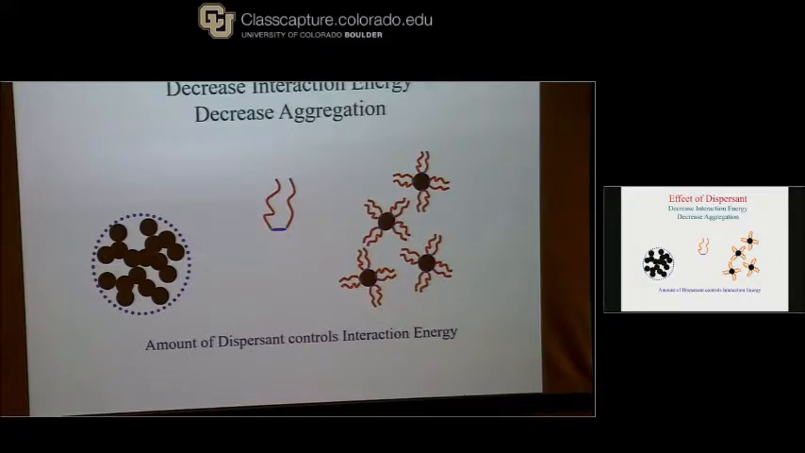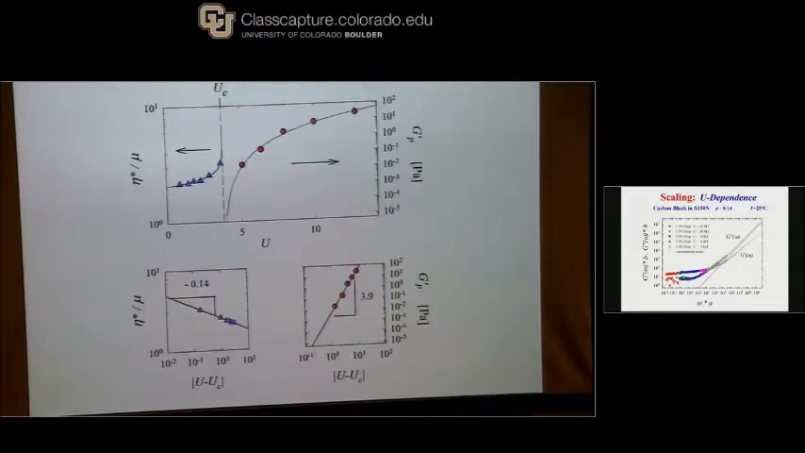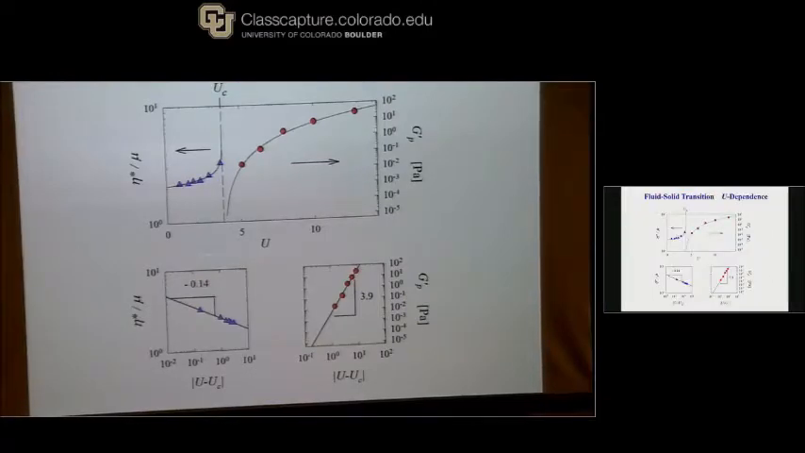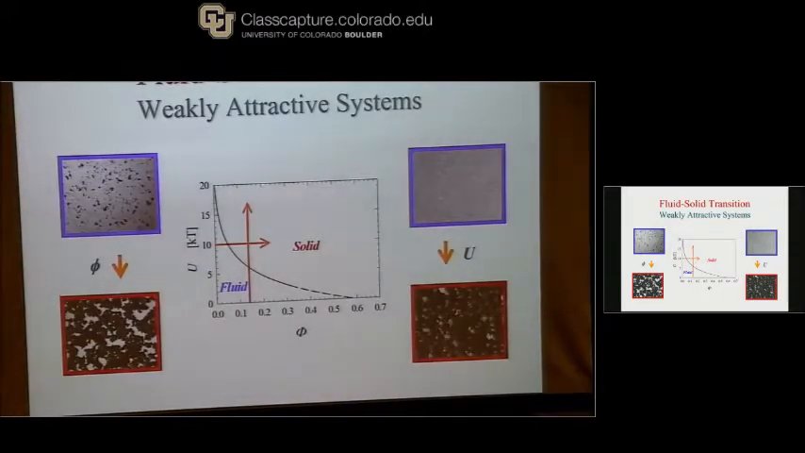Okay, I told you this. I won't go through all the details of the dispersion, but you can do the same thing with the dispersion. You actually make a scaling curve, and you can find a critical point in the same way. So as a function of dispersion, as a function of interaction energy, you can see where you lose the behavior. So now this is sort of looking as a function of interaction energy and volume fraction, and you cross over between a solid and a fluid.